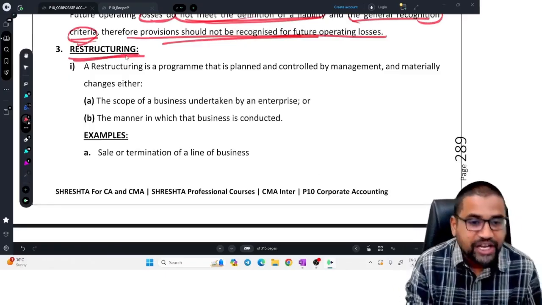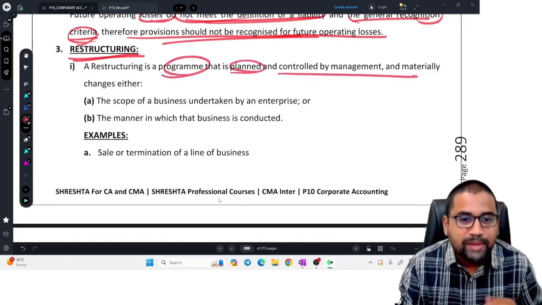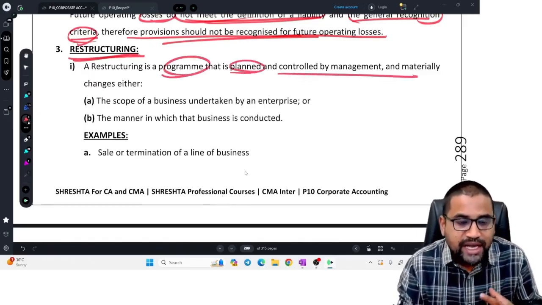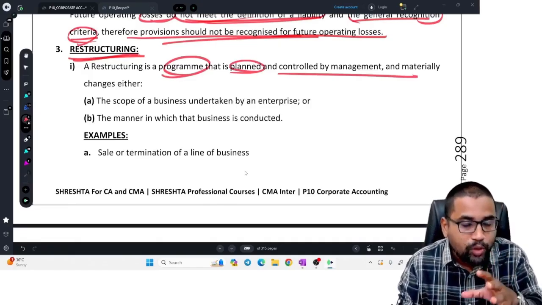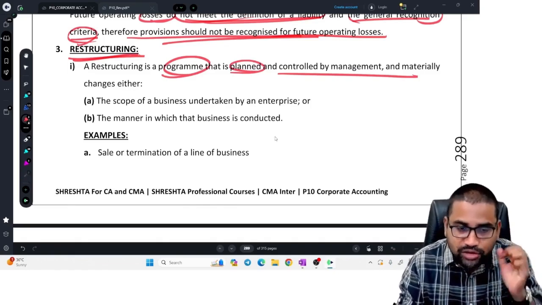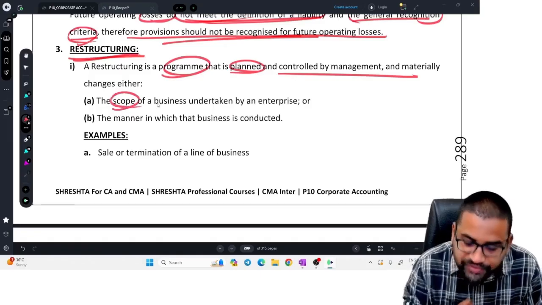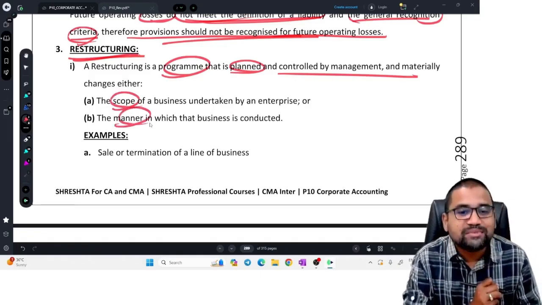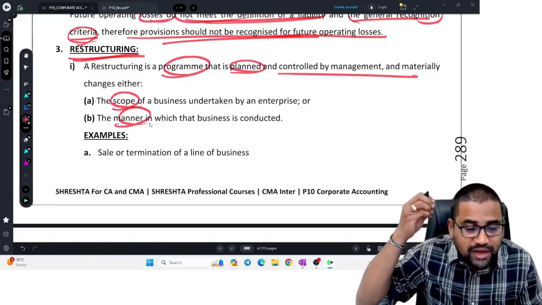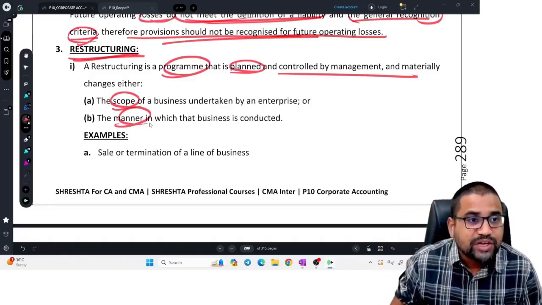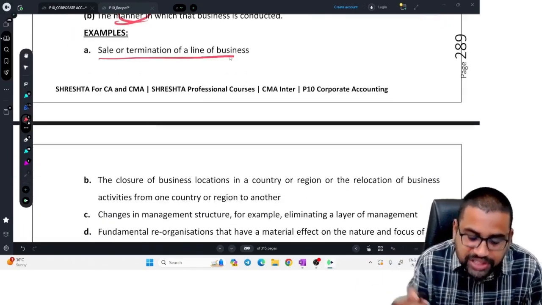Similarly, what is restructuring? I told you, na, restructuring is a program that is planned and controlled by management. See, management has planned something. A program that is planned and controlled by management, which materially changes either the scope of the business or the manner in which the business is conducted. I told you, when the company changes the scope of its business, we call it a restructuring program. Example, any sale or termination of a line of business.